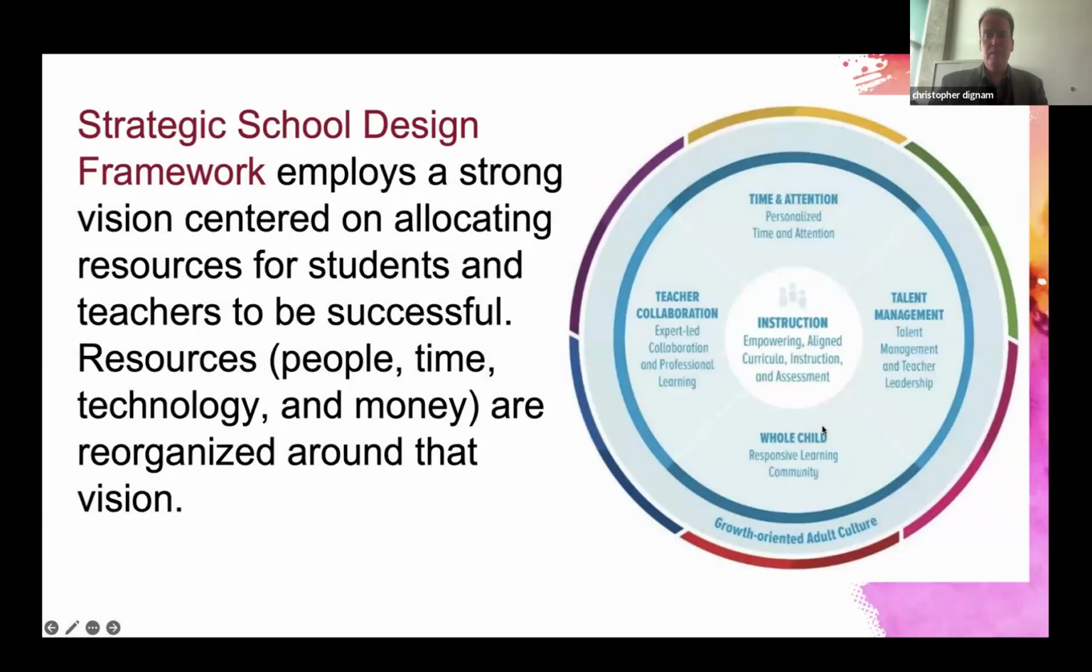And for a strategic school design framework, employing a strong vision, the resources are big. Again, this is embedded in your practice, whether it's with your athletic director, your grounds and facilities, your instruction, or those things that you say around your building about being a welcoming community. It requires time, attention, collaboration. It's the whole child, and it is something that is also talent management. You need to be deliberate.